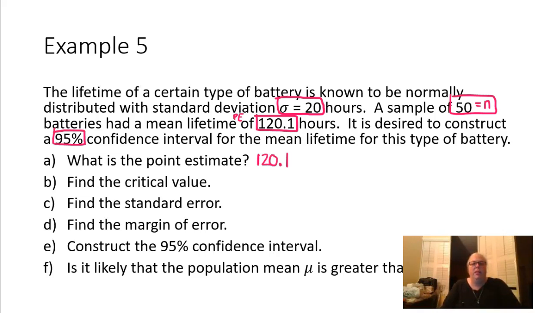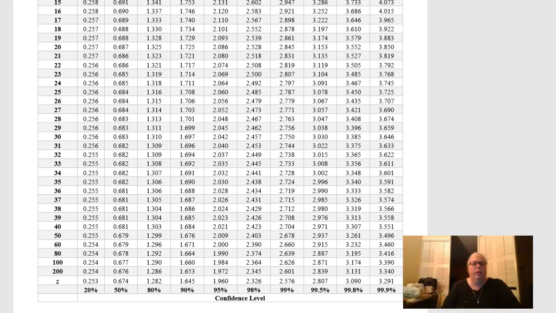Question B, find the critical value. The critical value is going to come out of table A3, and that all depends on what percent confident we want to be that the mean falls within our interval. And we want to be 95% confident. So let's pull up table A3. Down here on the Z line, 95%, there it is, the critical value right above it, 1.960.